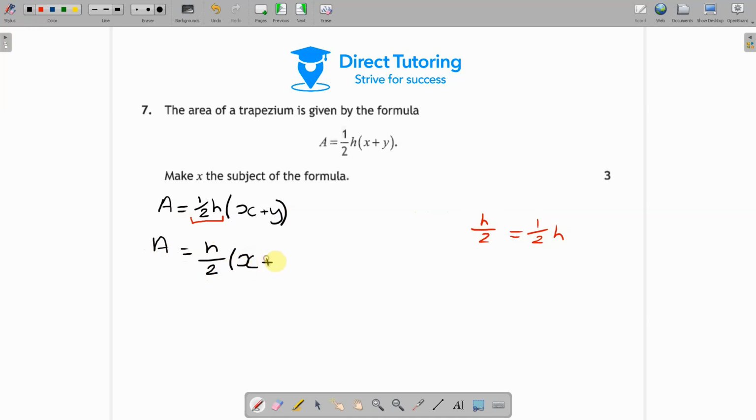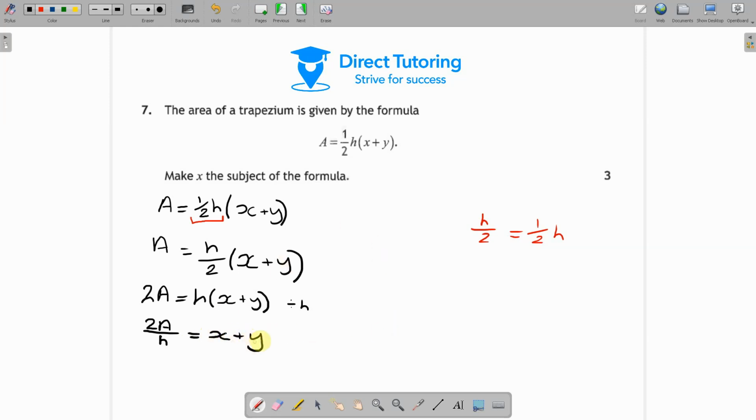bracket x plus y. So now the 2 is dividing, so that will go over as 2 times, so that'll be 2a equals h bracket x plus y. Now we get rid of the h, it's multiplying this bracket, so it will go over as divide. So we divide by h. So we'll get 2a divided by h equals x plus y, because now the bracket can disappear.